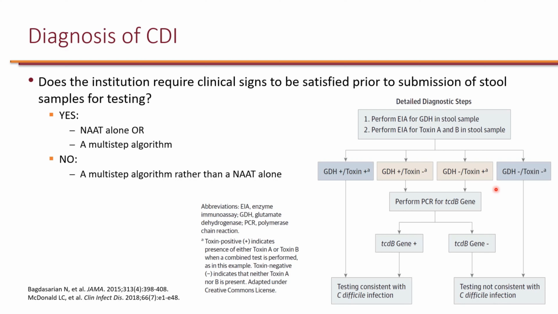Now, if there is a discrepancy between these two, meaning that either GDH is positive and toxin is negative, or GDH is negative but toxin is positive, then it's recommended in this algorithm to do the nucleic acid amplification test just to confirm this discrepancy. So if you do the PCR, which pretty much the PCRs that are available look for the gene for the toxin B. And if the gene is there, then the conclusion is that the patient has C. diff infection. Whereas if the gene is not there, then the conclusion is that the patient does not have C. diff infection.